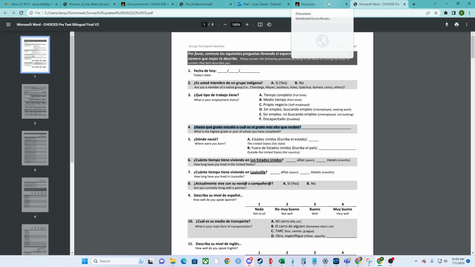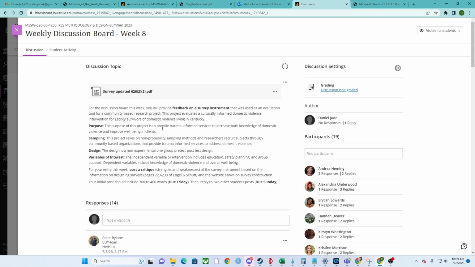So let's go through and go over the assignment itself before we hit it. For the discussion board this week, you want to provide feedback on the survey instrument that was used. You can read here, the purpose is to provide trauma-informed service to increase both knowledge of domestic violence and improve well-being in clients. So now we know the purpose. We're going to gauge our evaluation on whether the survey fulfills the purpose it's meant to fulfill: to increase both knowledge of domestic violence and improve well-being in clients. This project relies on non-probability sampling methods, and researchers recruit subjects through community-based organizations that provide trauma-based service to address domestic violence.